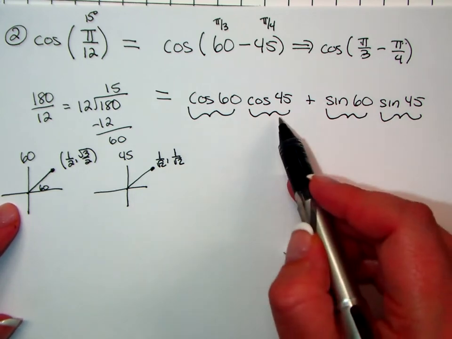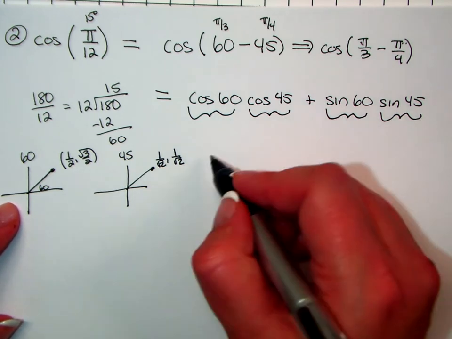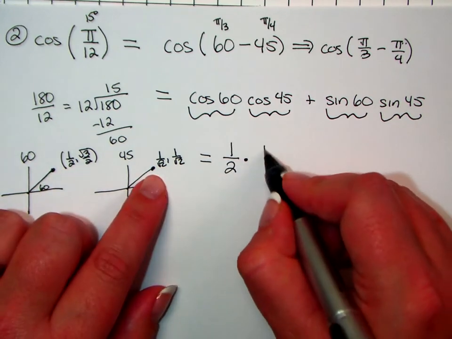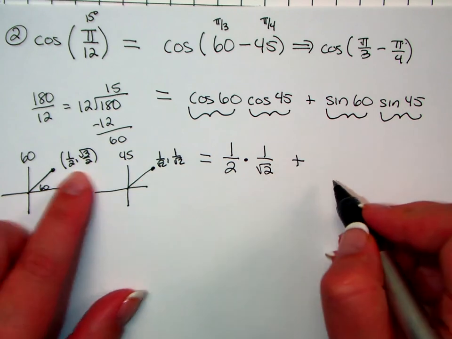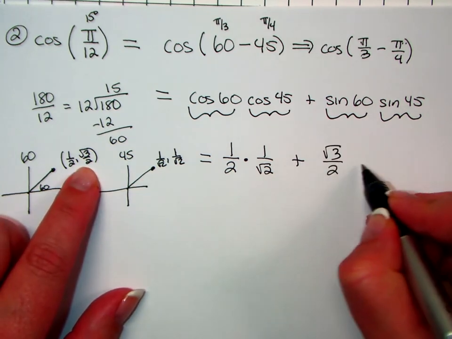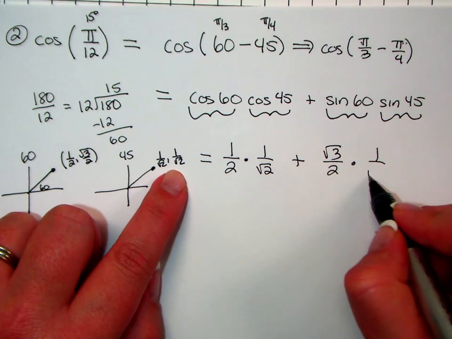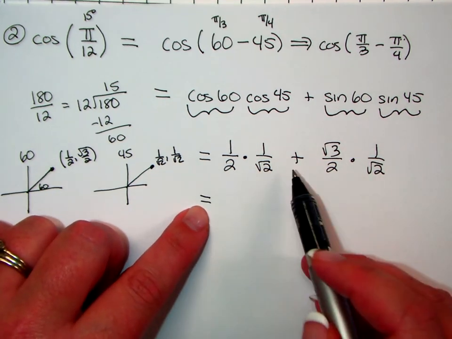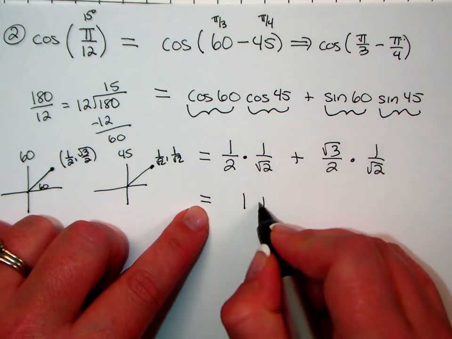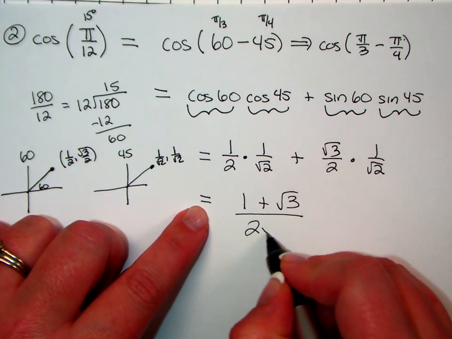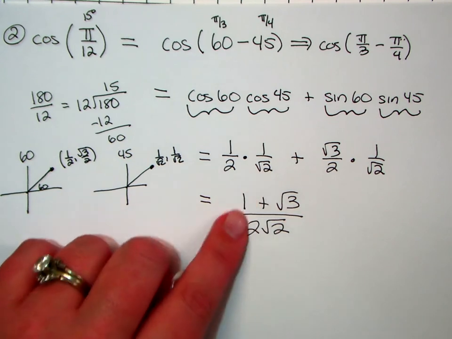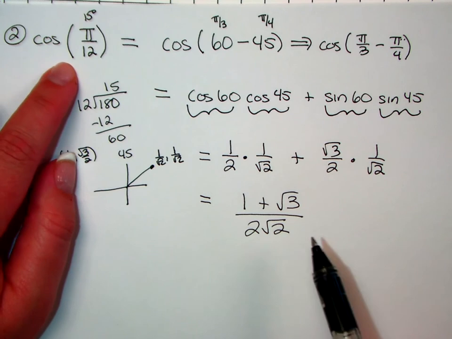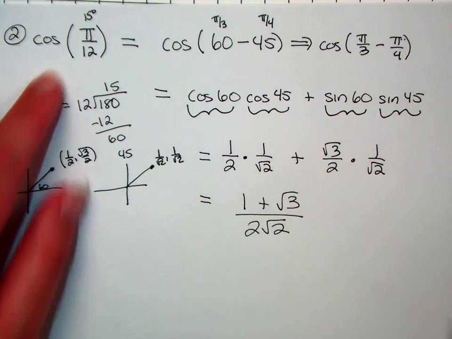So now we need to evaluate these four, multiply and add them together. So we're going to get the x-coordinate at 60 times the x-coordinate at 45 plus the y-coordinate at 60 times the y-coordinate at 45. Right? So now we have 1 over 2 rad 2 plus rad 3 over 2 rad 2. So I'm going to get 1 plus rad 3 over 2 rad 2. Right? This is the exact solution for cosine pi over 12. Right? So if you were to type cosine pi over 12 into your calculator, the decimal would be exactly the same here.